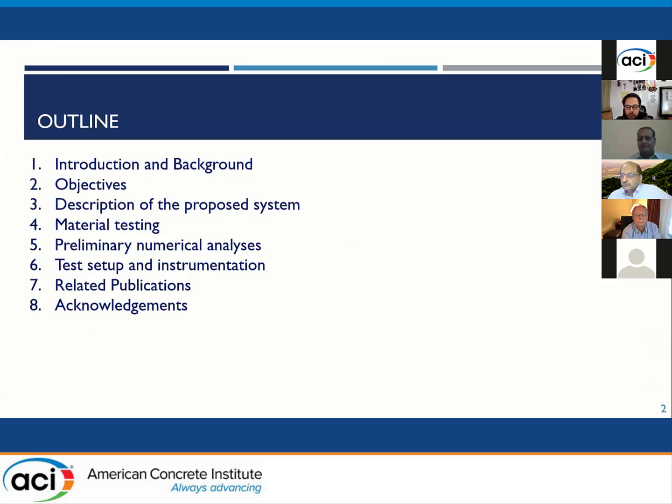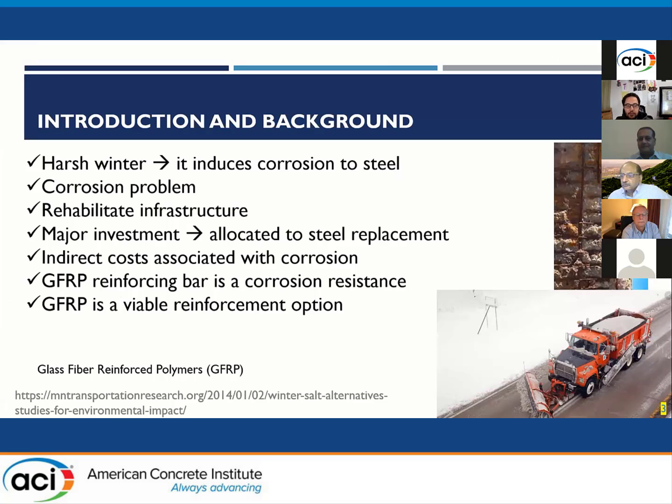This is my outline for today. Since the room is already filled with experts, I will not go through the introduction. I will save that time for the next slides. We all know about the harsh winter and the icing issue, which cause corrosion, and the corrosion problem is responsible for the collapse of structures in North America. Rehabilitation of infrastructure costs billions of dollars, and there are indirect costs associated, especially unquantifiable when loss of life occurs.